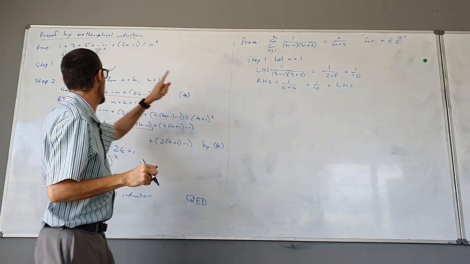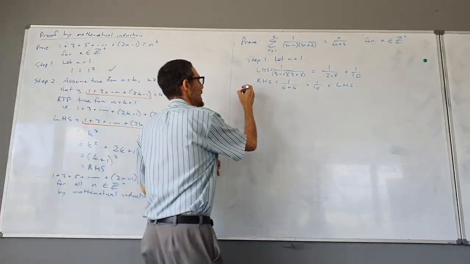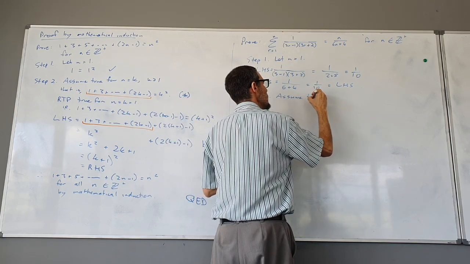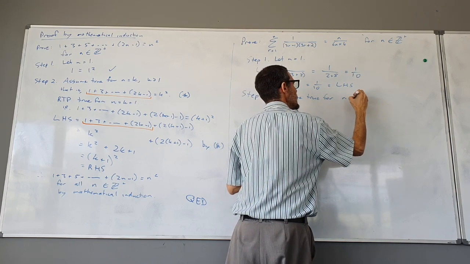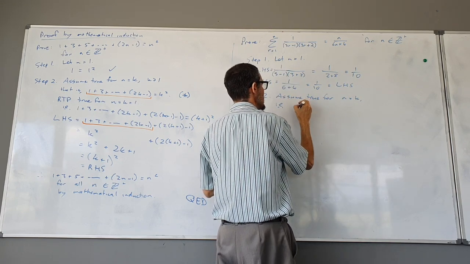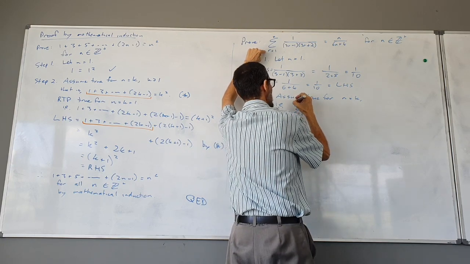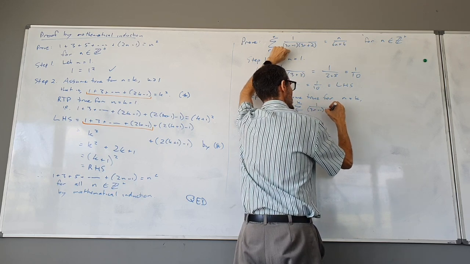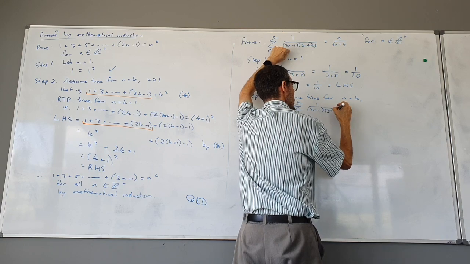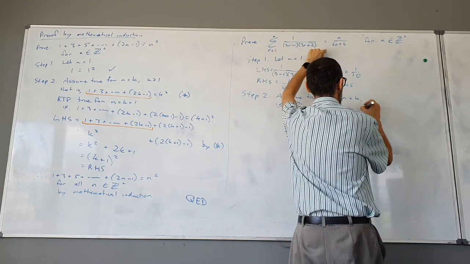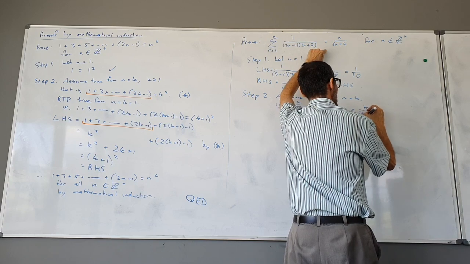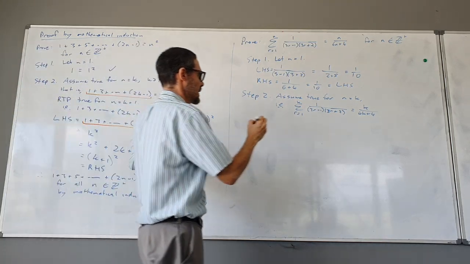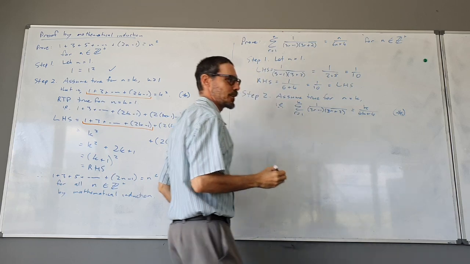See, that was a little bit more complicated than very obvious. Right? Step 2. Assume true for n equals k, i.e. the sum from r equals 1 to k of 1 over 3r minus 1, 3r plus 2 equals k over 6k plus 4. I'm going to need that. Give it a name. I can refer back to you later.